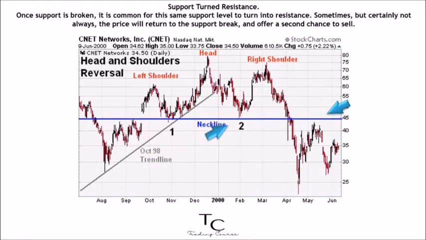Support turned resistance. Once support is broken, it is common for this same support level to turn into resistance. Sometimes, but certainly not always, the price will return to the support break and offer a second chance to sell.